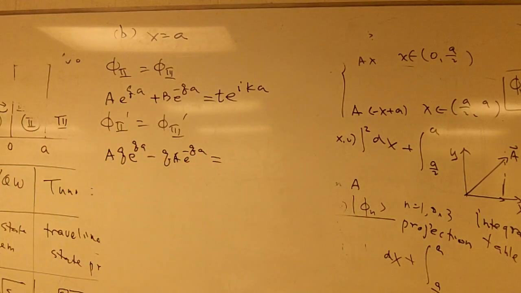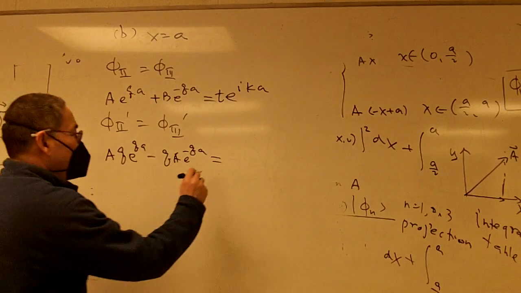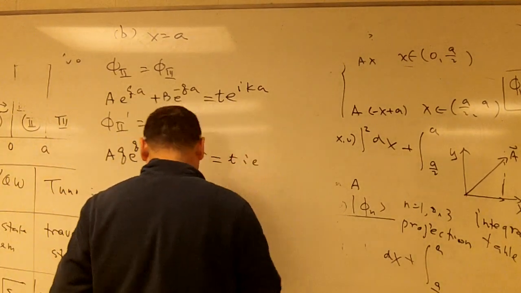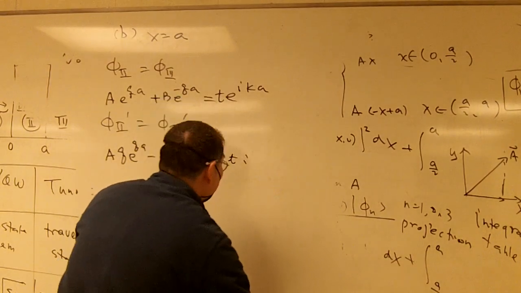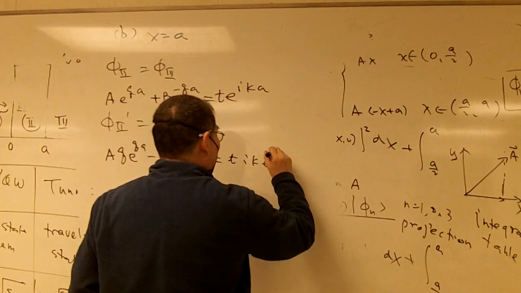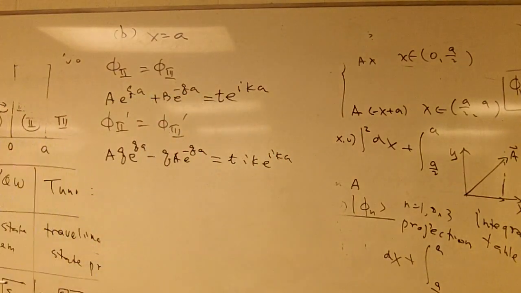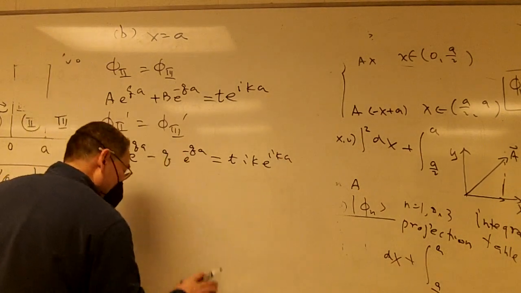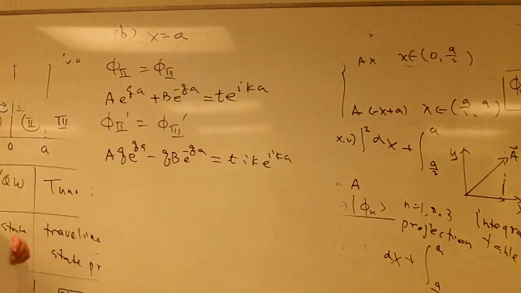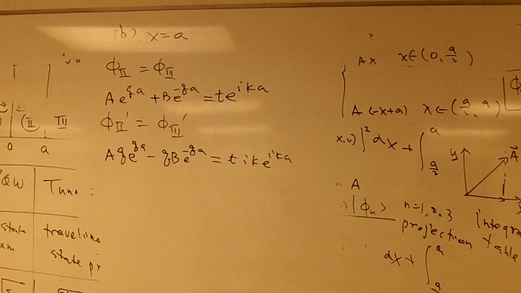And the right-hand side is equal to the derivative. This is t i k e to the i k a, like this. And you can, yes, go ahead. Should the second term be negative Q B? Negative. Oh, forgive me. Yes, you are right. I made a mistake. Thank you for correcting my mistake. This is what we get here.